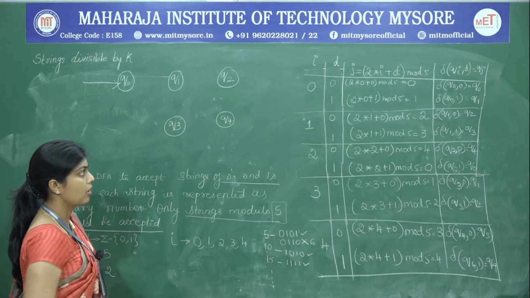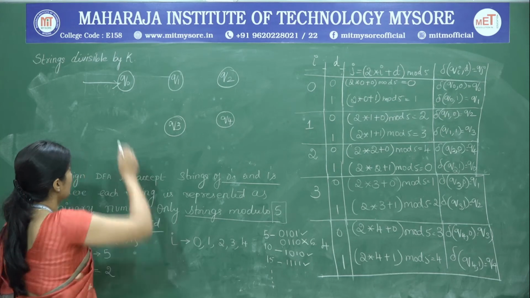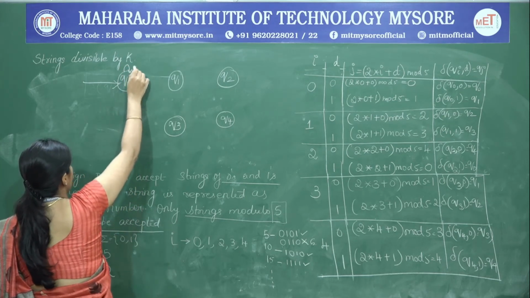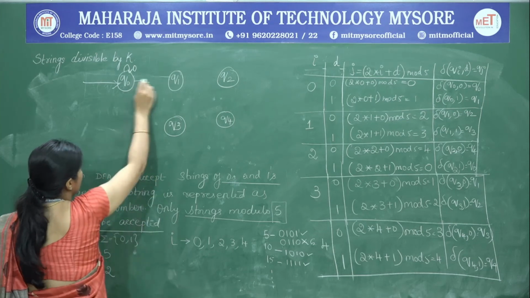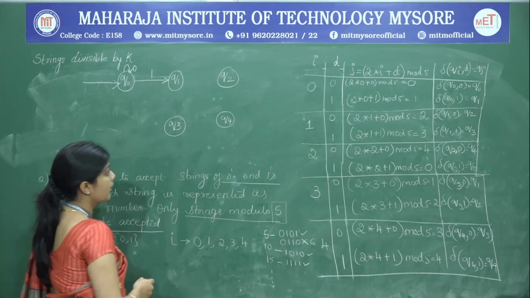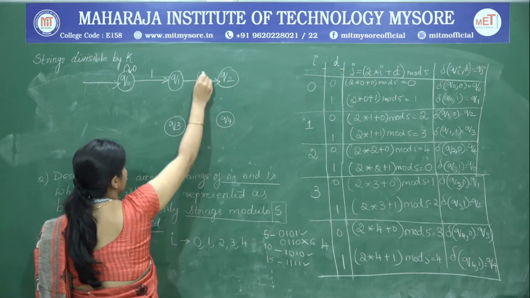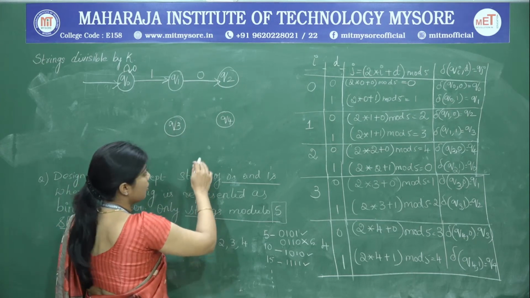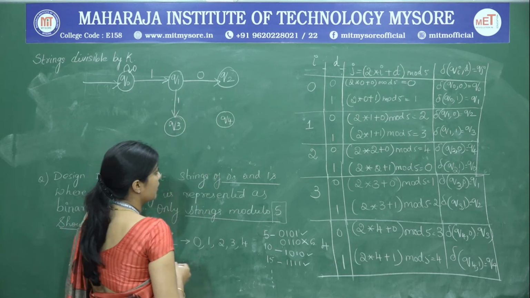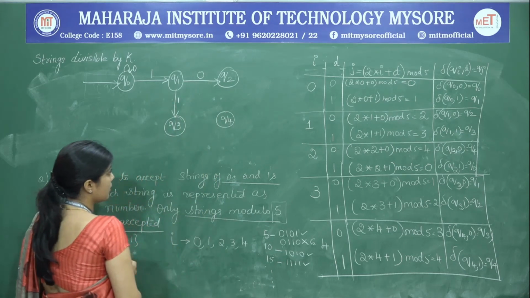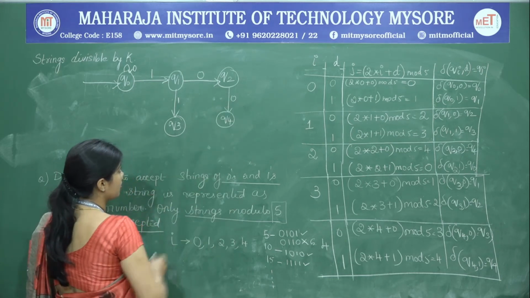So we'll go on filling up all the transitions on every state. First, Q0 on 0 goes to Q0, so we are going to put a loop on 0, and then Q0 on 1 goes to Q1. Next we have Q1 on 0 goes to Q2. Next, Q1 on 1 goes to Q3. Next, Q2 on 0 goes to Q4. Q2 on 1 goes to Q0.